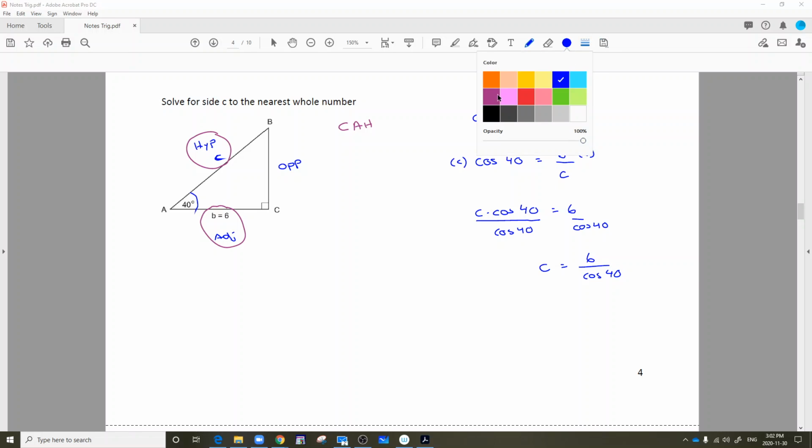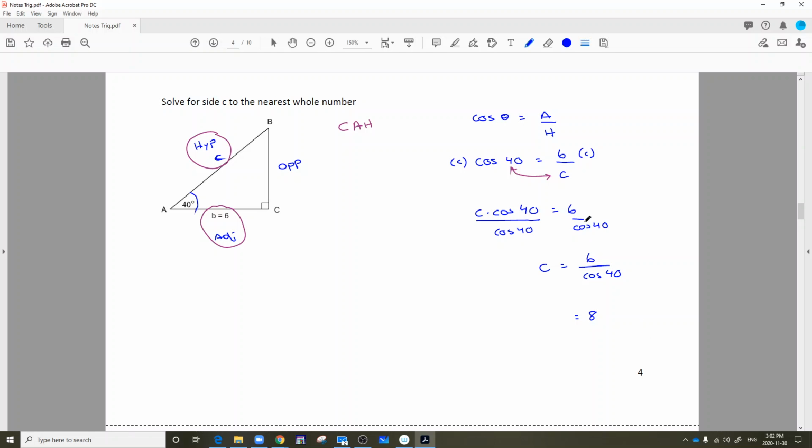In reality, what I end up doing is thinking this. The c comes up, the cos 40 comes down. Okay, but to plug this into your calculator, you just simply type 6 divided by the cos of 40. You hit equals, and you get, to the nearest whole number, this question says, it's 7.8, so I'm going to round it to 8.